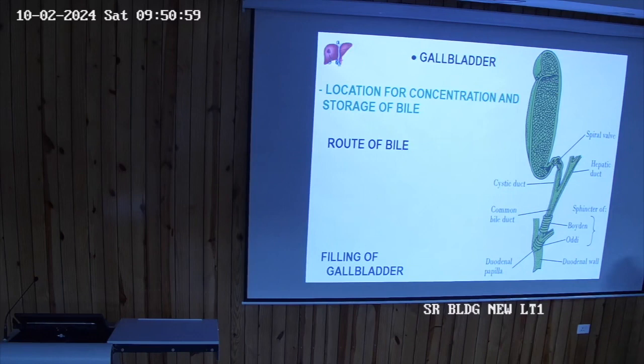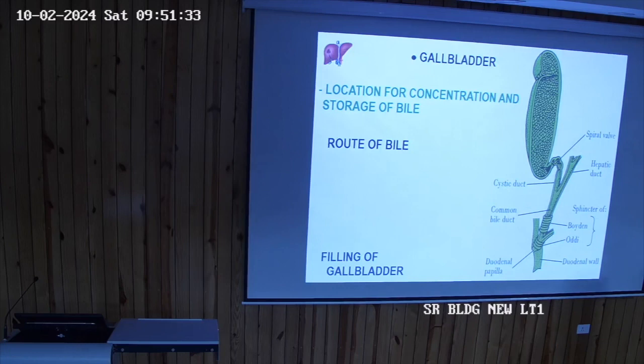Do you remember the layers that we have studied in the GIT? The innermost is the mucosa. Mucosa has the lamina propria and muscularis mucosae. Then we have the submucosa, muscularis externa and either serosa or adventitia, depending upon whether it is covered by peritoneum or not. Here in the gallbladder we don't have the muscularis mucosae and submucosa. Okay, there is no muscularis mucosae and submucosa.